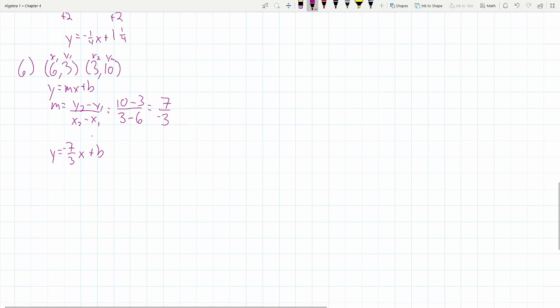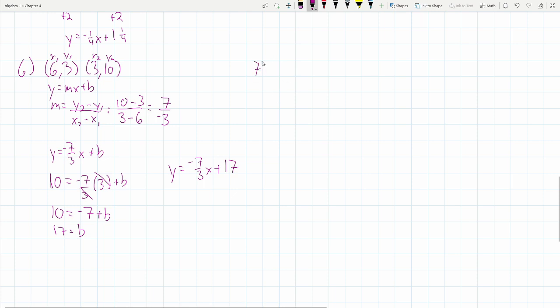I get to choose, because I don't know what my b is, I get to choose which one I'm going to plug in. I'm going to use x2 and y2. The reason why is that x2 is 3, which I kind of notice is that 3 underneath. So I say, okay, instead of y, I'm going to write 10 equals negative 7 over 3 times 3 plus b. The 3's cancel out. So I'm left with 10 equals negative 7 plus b. Add 7 to both sides, so I get 17 equals b. Now I need to write it out in my final equation, so y equals negative 7 over 3x plus 17.